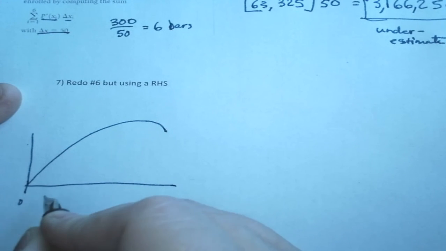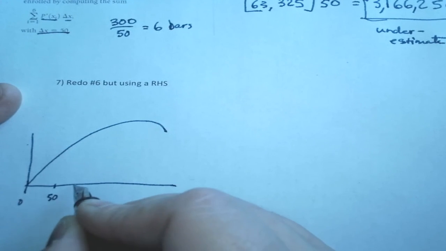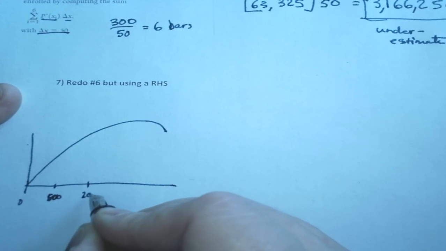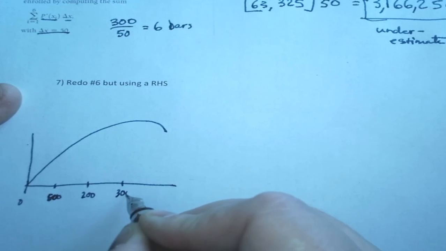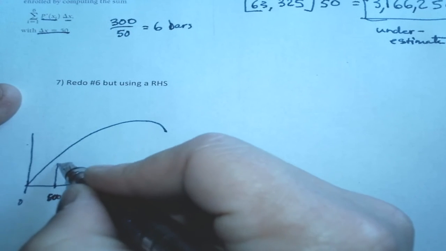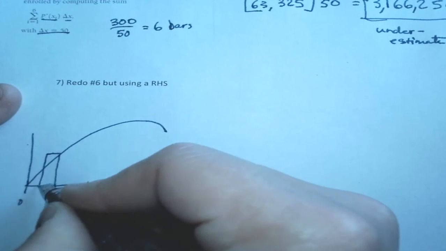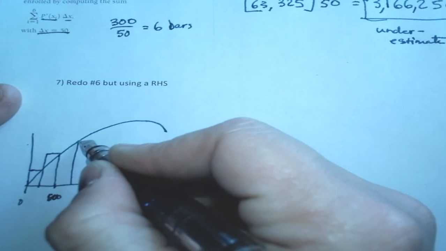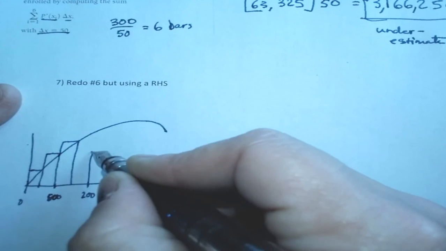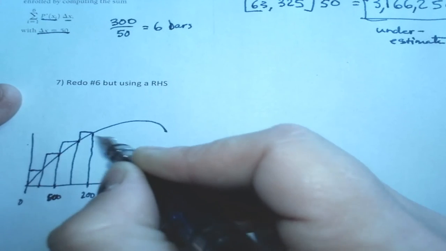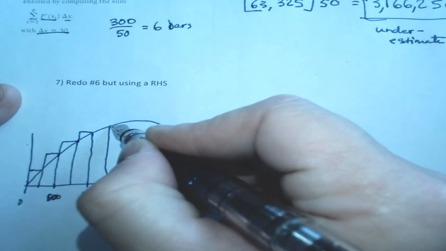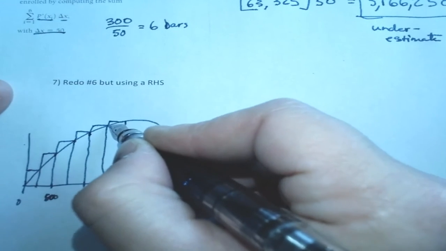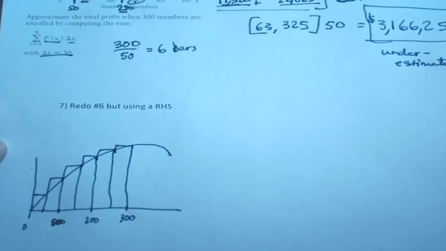And this will be 0, and we'll do 50 and 100. Actually, we'll do 100 and 200 and 300. Something like that, right? And so that's going to be boom, boom, boom. And I always like to draw these. I think drawing them helps a lot. And what do we expect here? By looking at my drawing, we expect an overestimate.